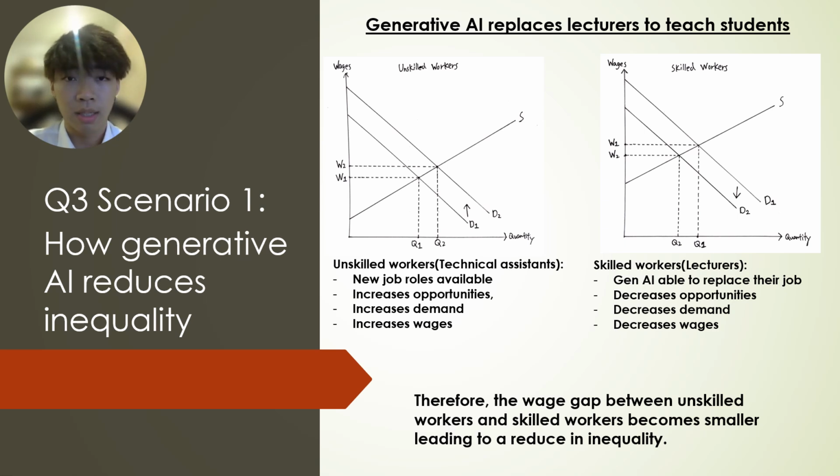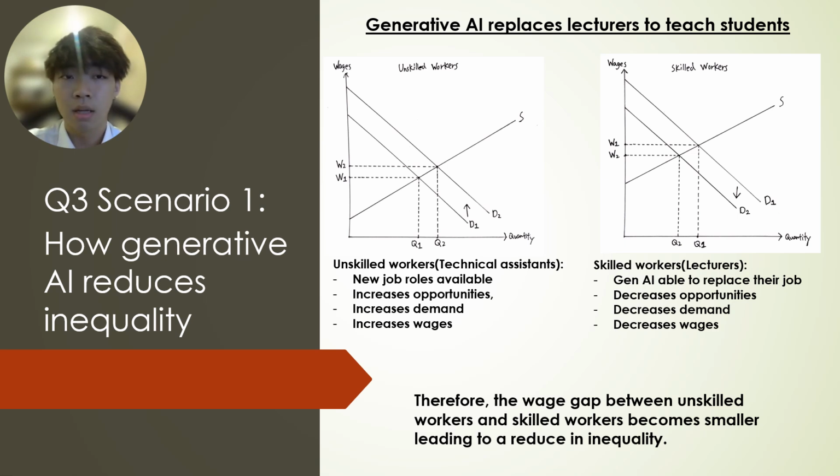As a result, the demand curve in the labor market diagram for skilled workers will shift to the left, reducing their wages and quantity. When this happens, more unskilled workers will have new job opportunities, for example, technical assistants to operate the AI system in class or to manage the logistics around the AI tool. The demand curve in the labor market diagram for unskilled workers will then shift to the right, as now their wages and quantity will increase.